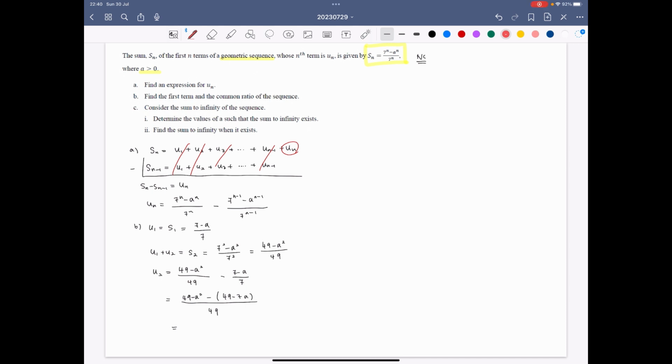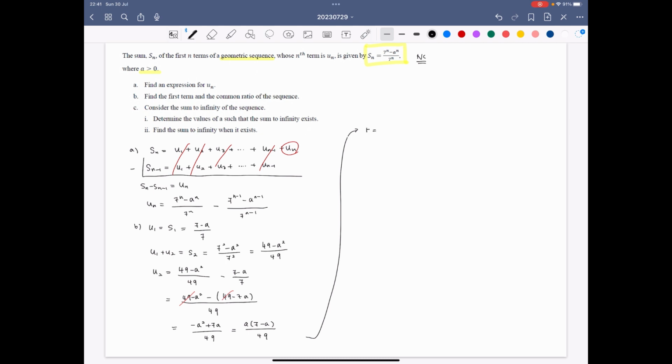For easier algebra, it's always easier to just cancel things out whenever you can. Evidently you can do that because 49 minus 49 is 0. So you're left with minus a squared plus 7a over 49. The numerator, you can take a out, right? And then you're left with this. So this is some algebra that you should be able to do without much difficulty, okay?